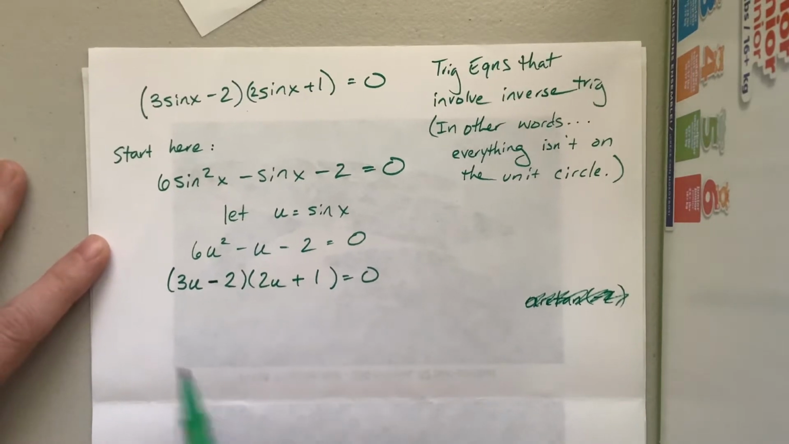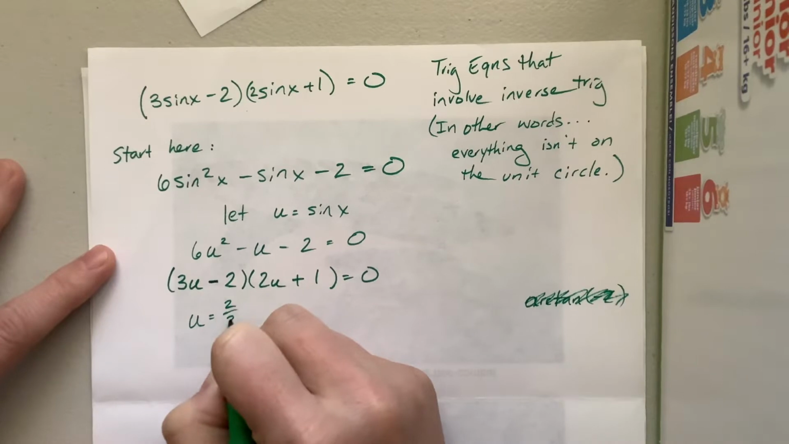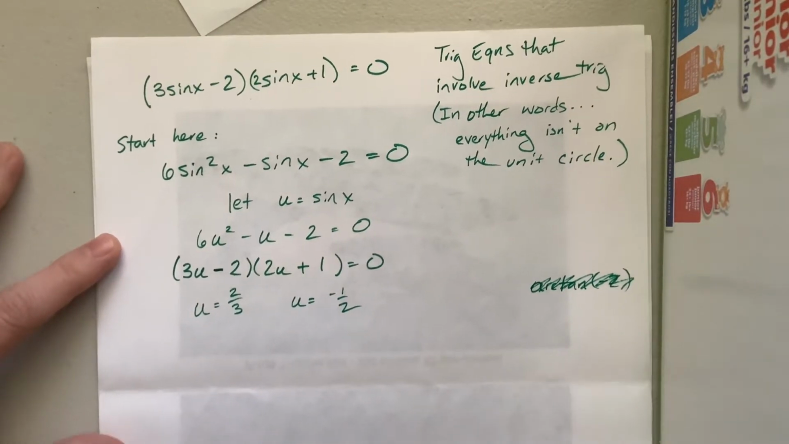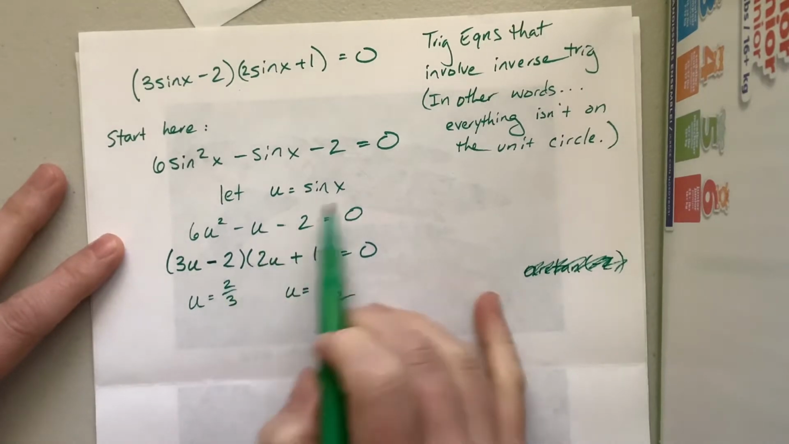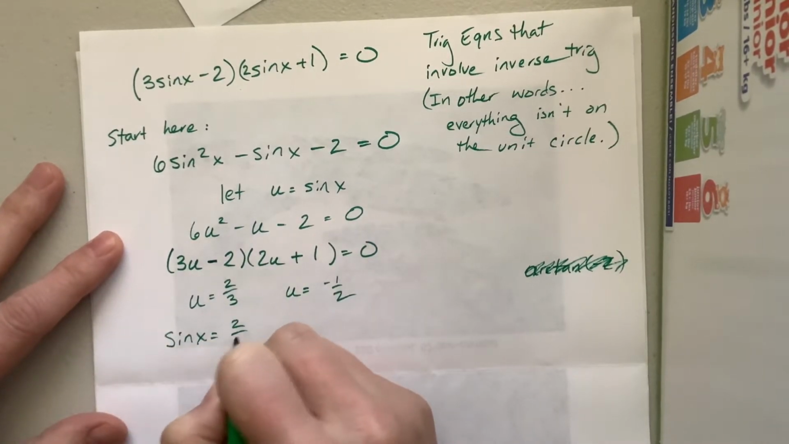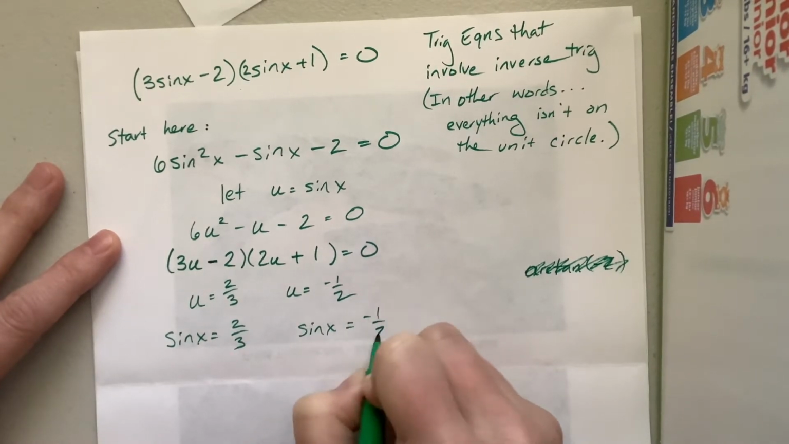But they didn't ask me to solve for u. I mean, I can. u is either equal to 2/3 or u is equal to -1/2. That's you, not me. Okay, just kidding. But we need this in terms of sine. So what this is, sine of x is equal to 2/3, or sine of x is equal to -1/2.